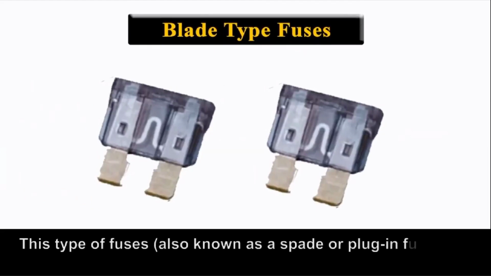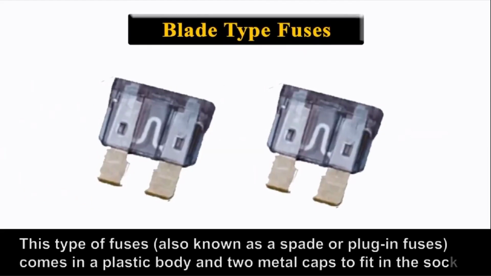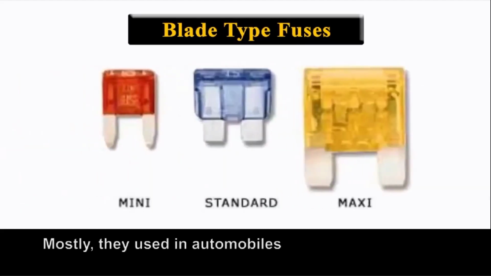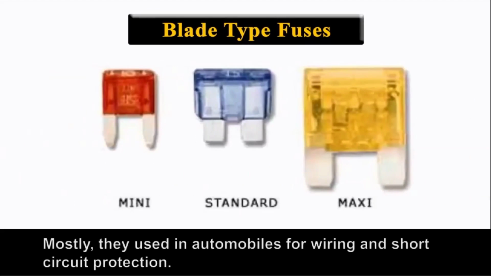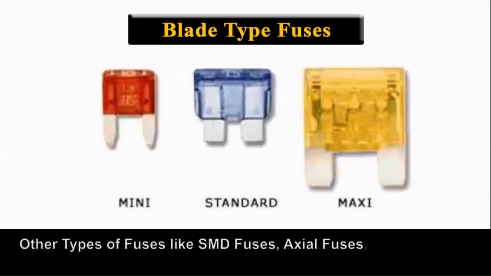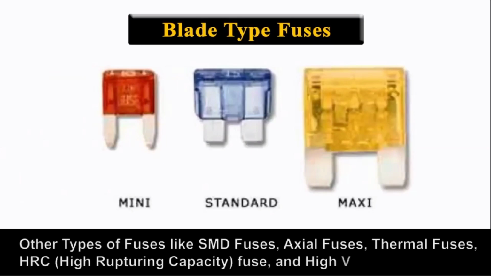Blade type fuses, also known as spade or plug-in fuses, come in a plastic body with two metal caps to fit in the socket. Mostly they are used in automobiles for wiring and short circuit protection. Other types of fuses include SMD fuses, thermal fuses, high rupturing capacity fuses, and high voltage fuses.